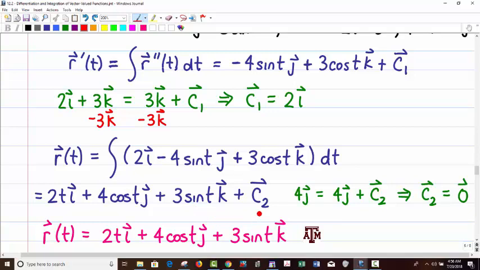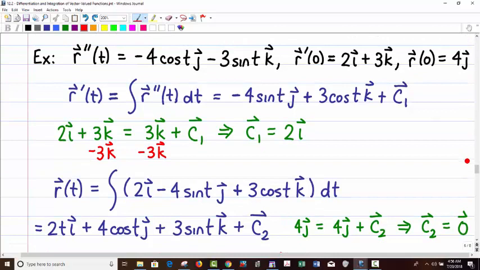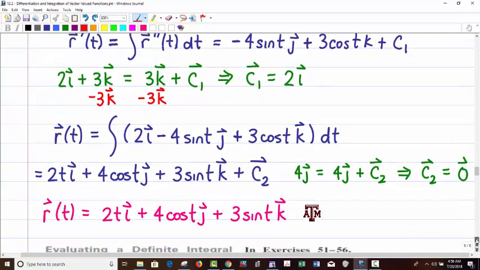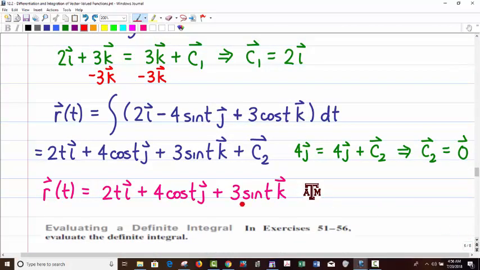So once again, I just used two different names for the c's. This is telling me up here that r of 0 should equal 4j. So let's put 0, so we know we've got to set this equal to 4j right there. If I put 0 in here, what do I have? 0 for this one, 0 for that one. Cosine of 0 is 1, so I get 4j. So 4j equals 4j plus c2. So c2 happens to just equal the 0 vector.